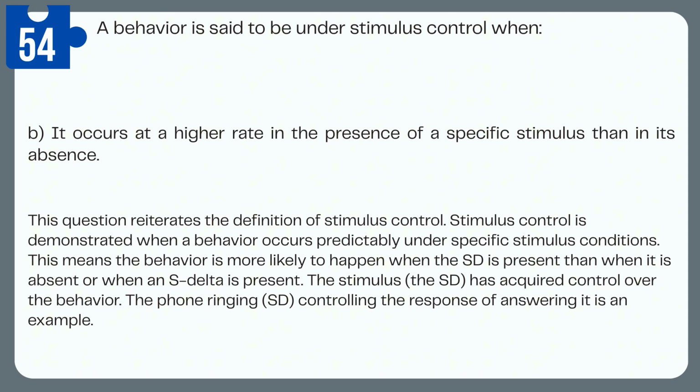This question reiterates the definition of stimulus control. Stimulus control is demonstrated when a behavior occurs predictably under specific stimulus conditions. This means the behavior is more likely to happen when the SD is present than when it is absent or when an S delta is present. The stimulus, the SD, has acquired control over the behavior. The phone ringing, SD, controlling the response of answering it is an example.